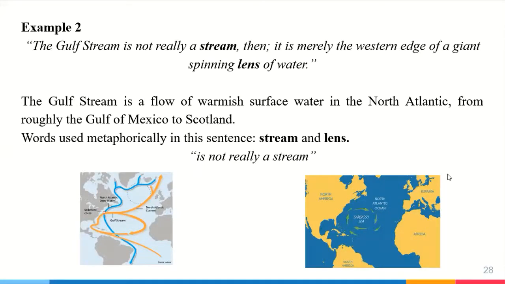Example 2. Metaphors have been said to be central to scientific theorizing. They certainly facilitate explanation in the popularization of science. So let's look at this example. "The Gulf Stream is not really a stream. It is merely the western edge of a giant spinning lens of water." Two words used metaphorically in this sentence are of interest: stream and lens.